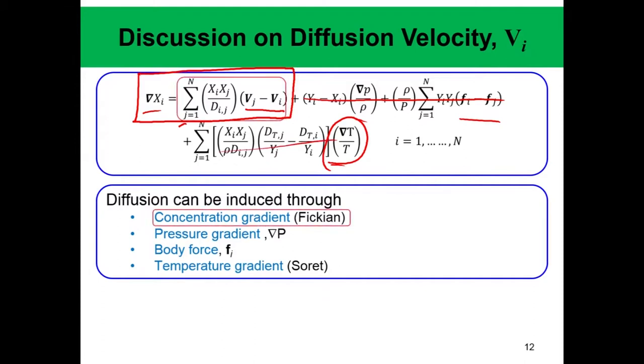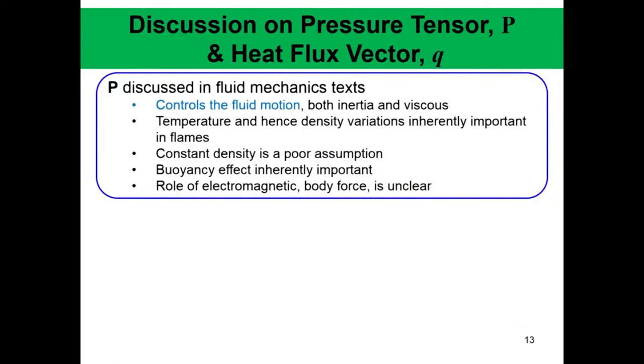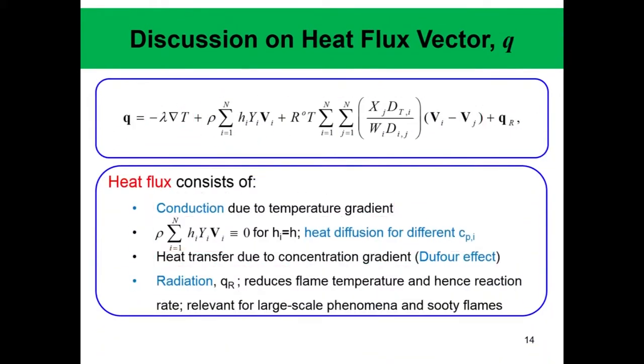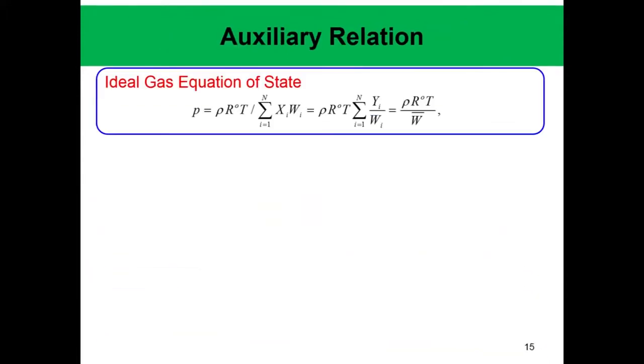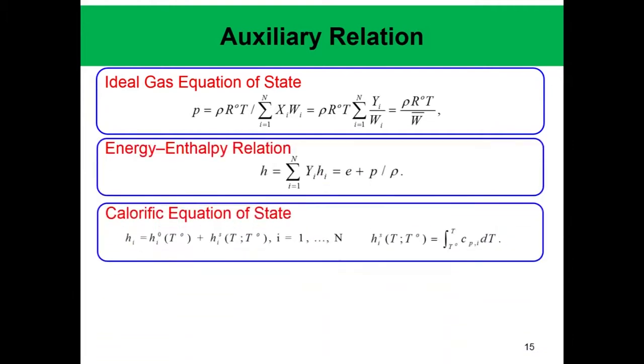Alright, so these are the different effects out of temperature gradient, pressure gradient, body force and concentration gradient. Now, we have already discussed this, so we will not go into how the heat flux vector changes. This is just to recapitulate. And of course, we need the auxiliary equations: the equation of state and the energy enthalpy relations. Remember that the total energy we discussed is the sum of the enthalpy of formation at temperature T0 plus the sensible enthalpy at temperature T with respect to the reference temperature T0. And this sensible enthalpy can be written as the integral from T0 to T of CPI dT, where CPI is the specific heat of the ith species.